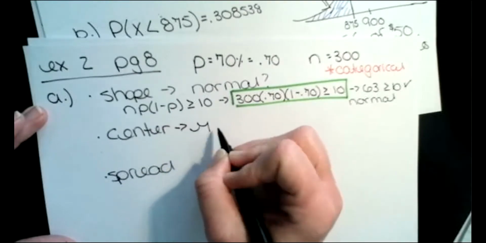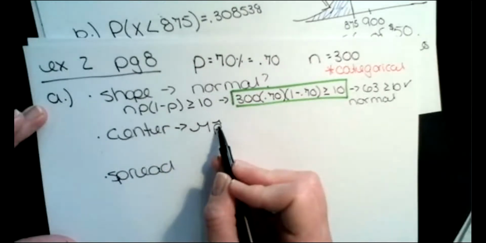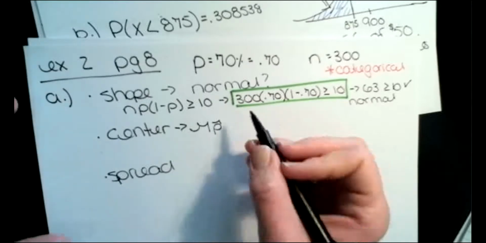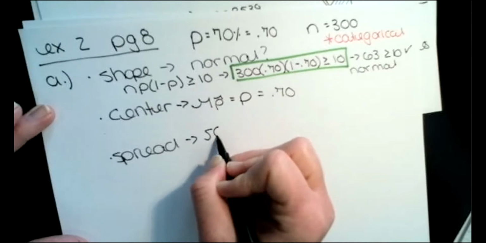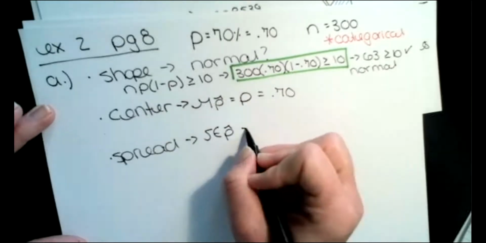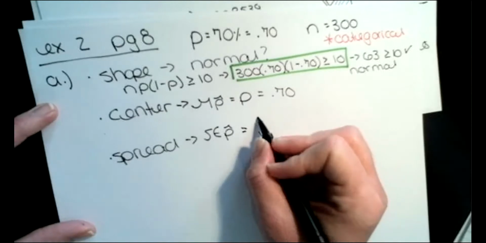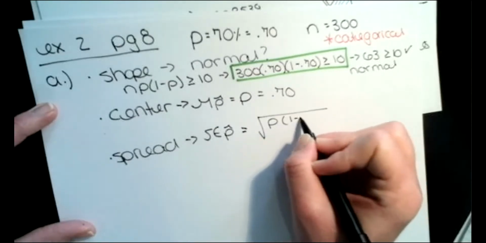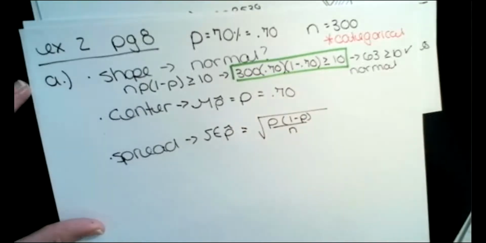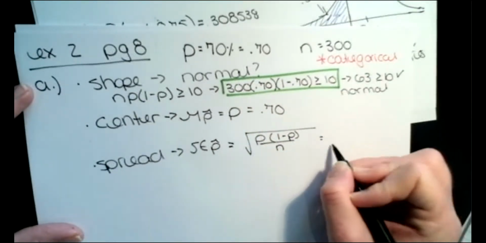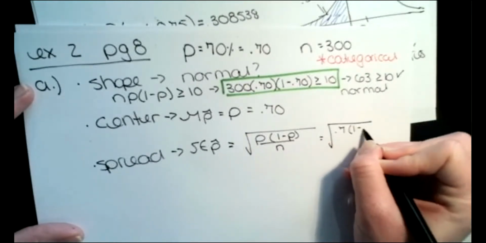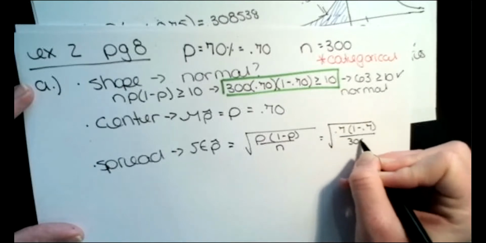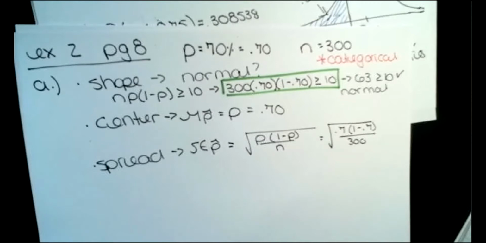So for my center, I'm looking at the mean of all my P hats, but remember, I'm not actually going to find all the sample proportions and then take the average of them. We just say it's equal to the population proportion, which is 0.70. And for the spread, I'm looking at the standard error of the P hats. This is a fairly quick calculation of the square root of P times 1 minus P divided by N. So here I'm just going to plug in: the square root of 0.7 times 1 minus 0.7, divided by 300.